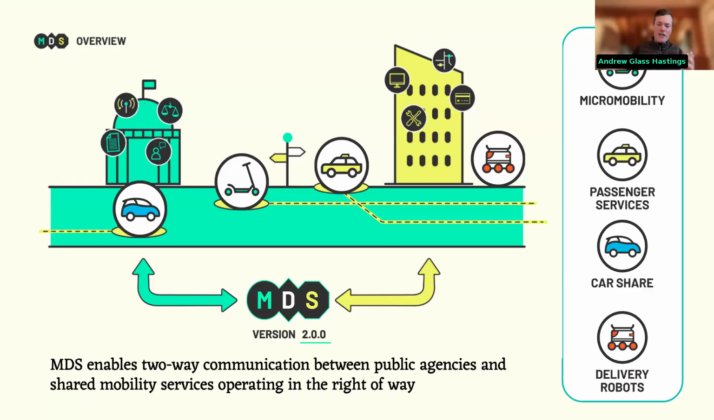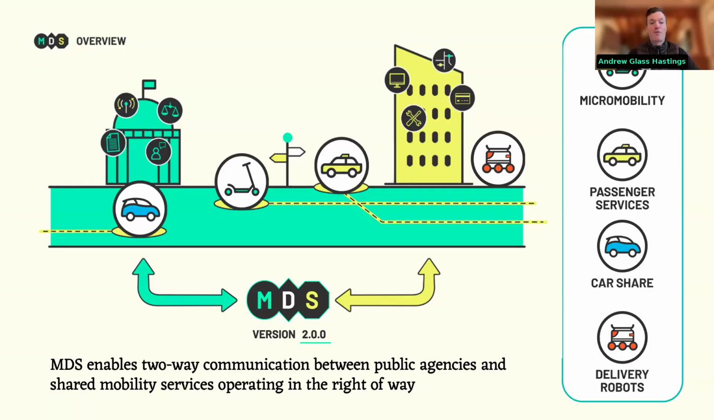A quick context-setting overview of the mobility data specification. The MDS is now more than 6 years old, is used by 900 plus agencies around the world, and over 2 billion trips have been processed through MDS. This is no longer a new thing. This is now a tried and tested global data specification for managing the two-way communication of mobility-related information between public agencies and shared mobility services operating in the public right-of-way.